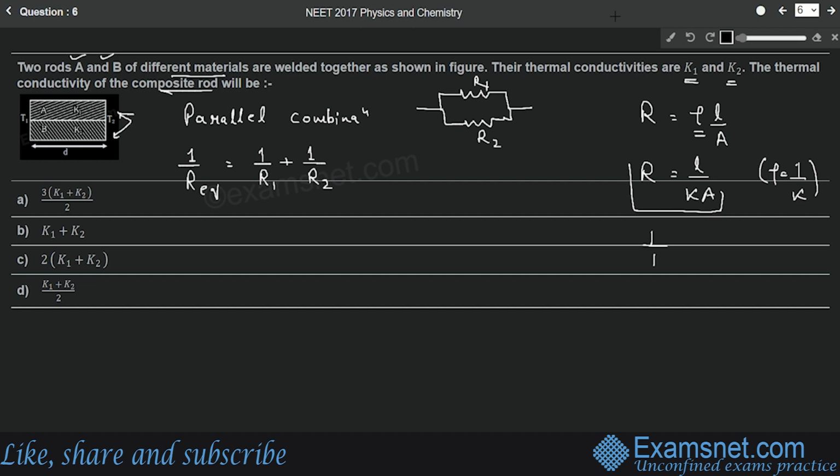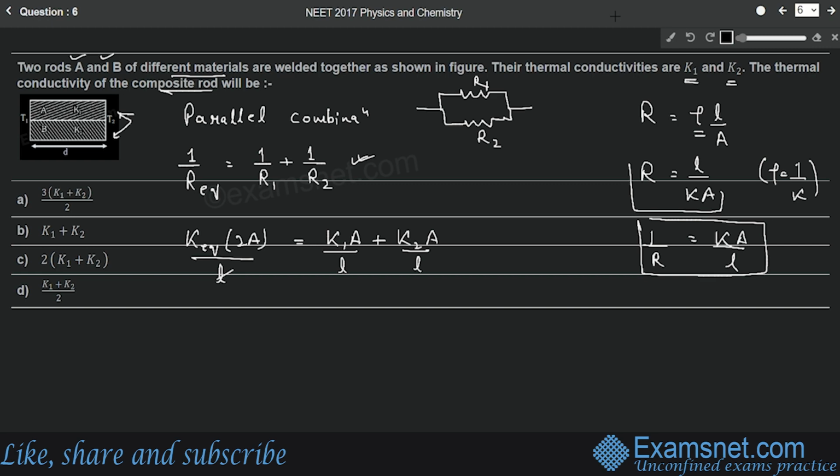So what will be the value of 1 upon R? It will be KA upon L. Okay. So we can use this expression in this parallel combination formula. 1 upon R equivalent will be equal to K equivalent into 2A upon L, because the area will be doubled when they are joined like this, right? So the combined area will be doubled. Now individually it will be K1A upon L plus K2A upon L, right?